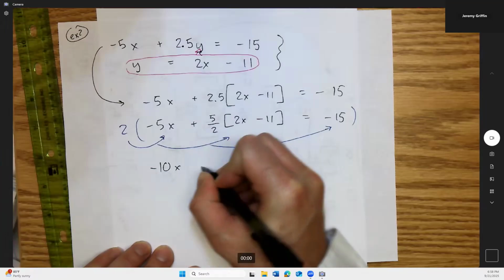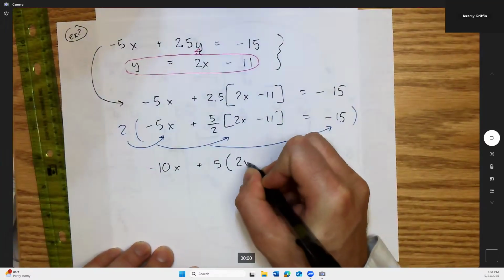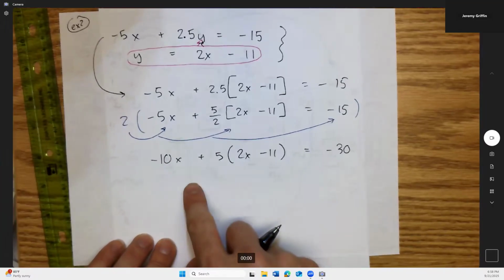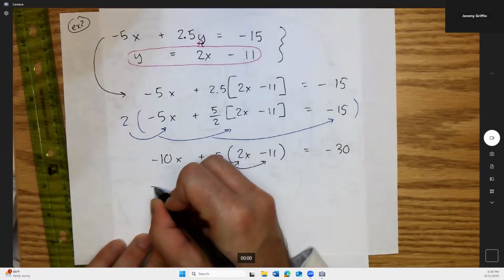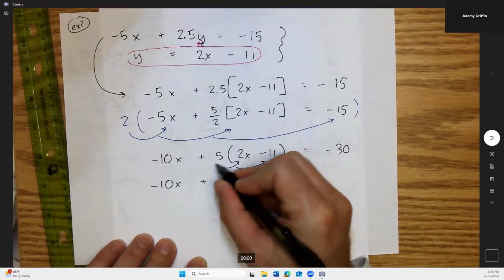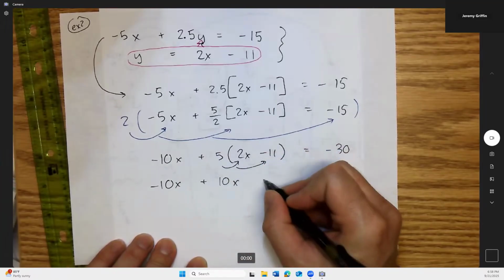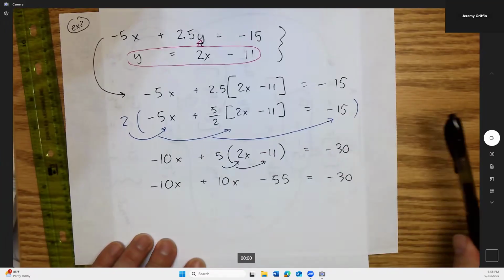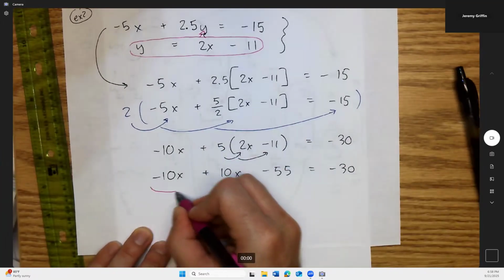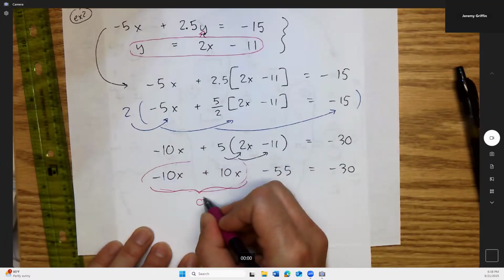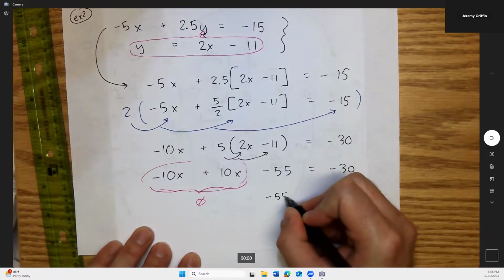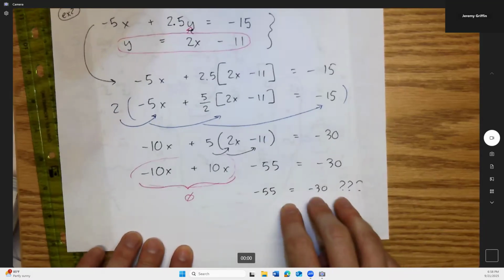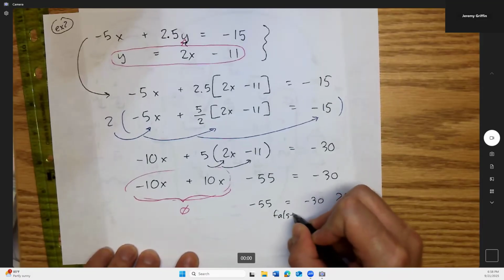So -10x plus 5, and then 2x minus 11 equals -30. I think that checks out. Right? Right, so I have to distribute this 5, so -10x plus 10x minus 55 equals -30. And here you probably see the conundrum, because ruh-roh, what is this right here? 0, and then I'm getting -55 equals -30? So of course, that's a false statement. It's a false statement. Okay.